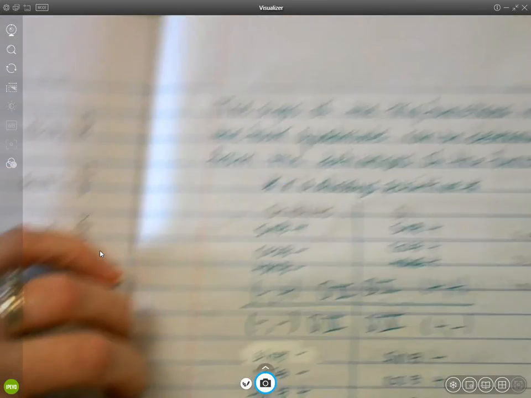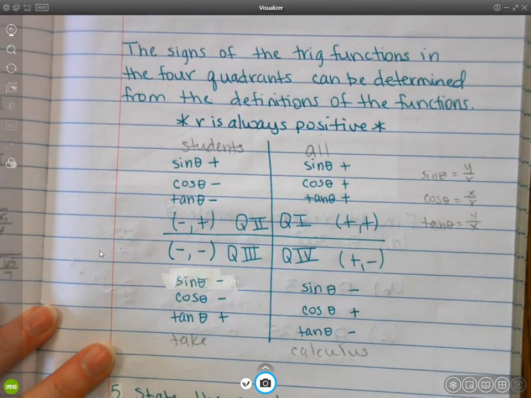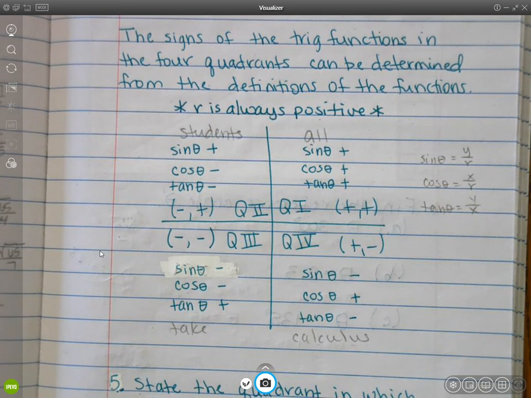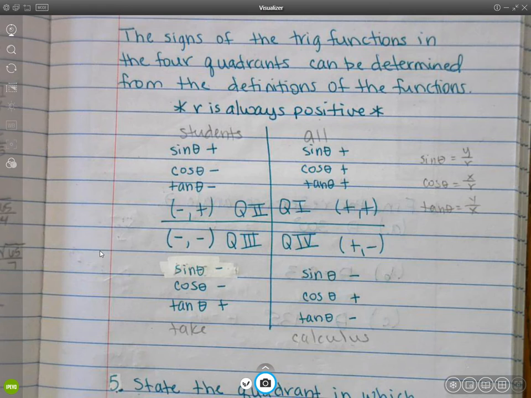Okay, so next. The signs of the trig functions in the 4 quadrants can be determined from the definition of the function. Okay, so the sign, as in is it positive or negative, can be determined by the definition of the function. So remember that sine is y over r. Well, radius, if we're in the unit circle, is always 1. If we're in any other circle, it's always positive. So it boils down to, do you know the signs of y, and do you know the sign of x?